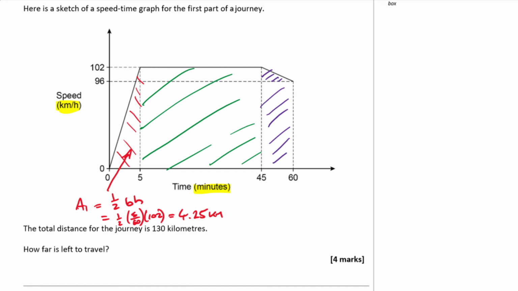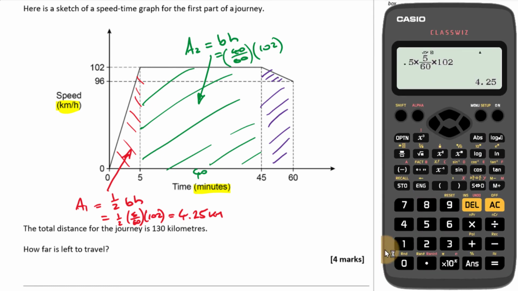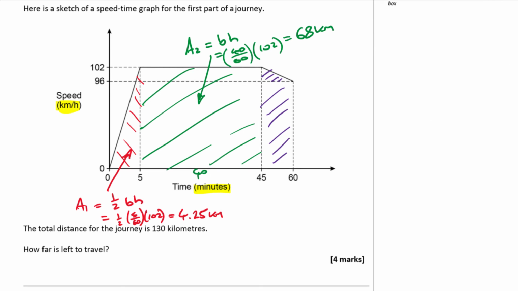Area 2 then is going to be this rectangular section. That's just base times height because it's a rectangle. So the baseline goes from 5 to 45. So that's 40 along the bottom, isn't it? And remember, I'm converting that into hours. So that's 40/60ths times the height, which is 102. So again, 40 over 60, it's going to be 2/3, isn't it? 2/3 of an hour, times by 102, that gives me 68. So that's 68 kilometers.